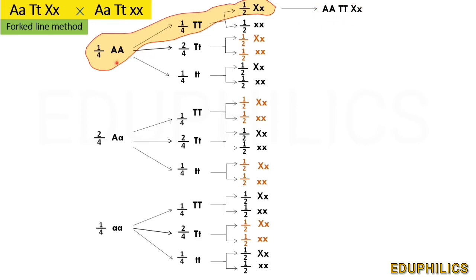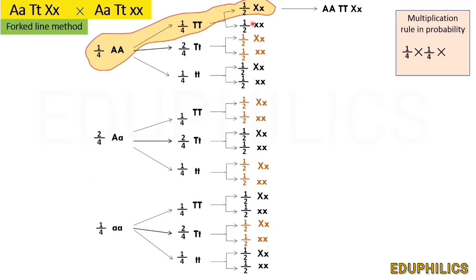To get that, we have to multiply their individual probabilities. Why is it so? Because in mathematics you would have studied the multiplication rule in probability. According to this, when three independent events occur simultaneously, their probability is equal to the multiplication of their individual probabilities, which is 1/4 into 1/4 into half. These are their individual probabilities. So when these three independent events are occurring simultaneously, their probability is 1/32.